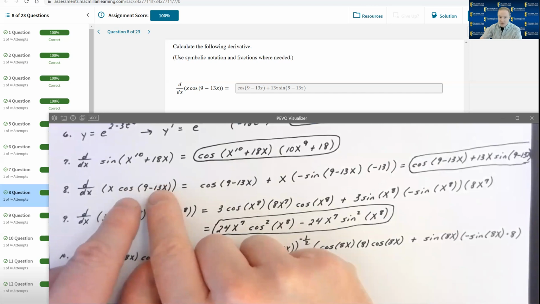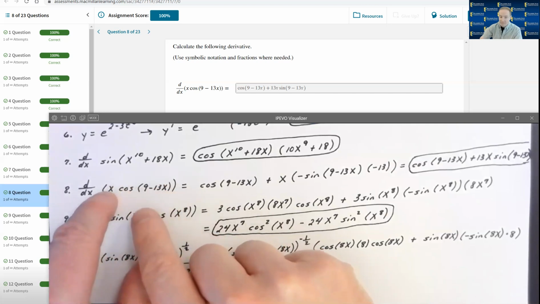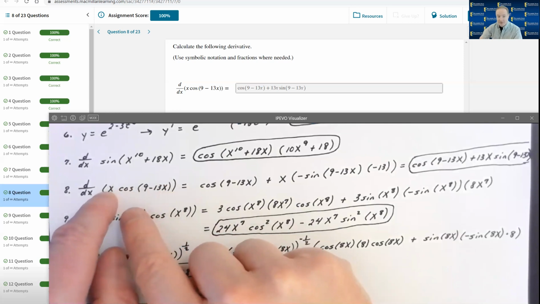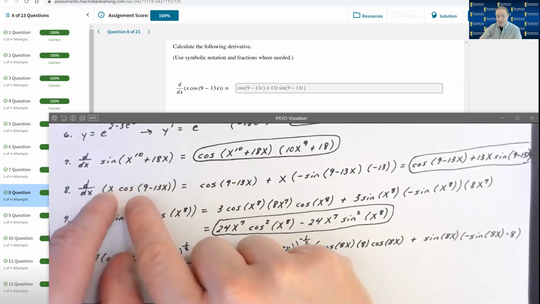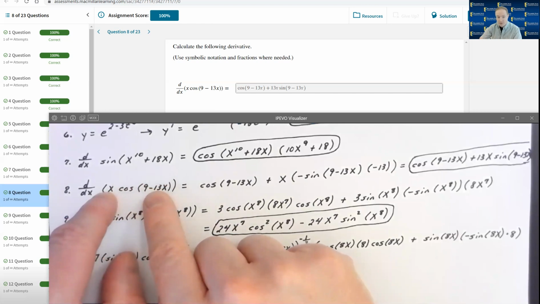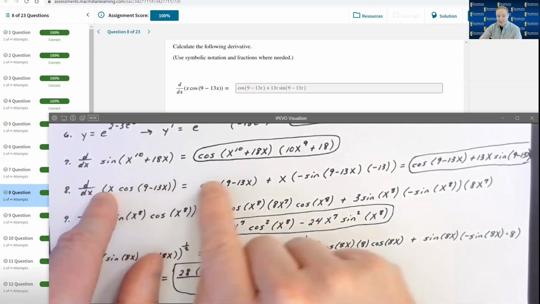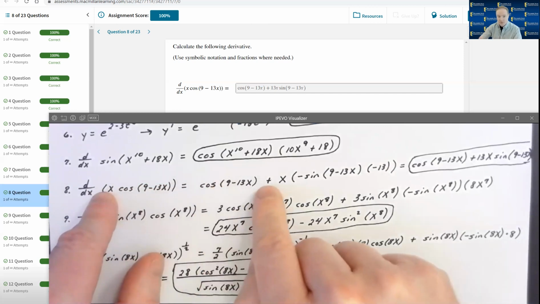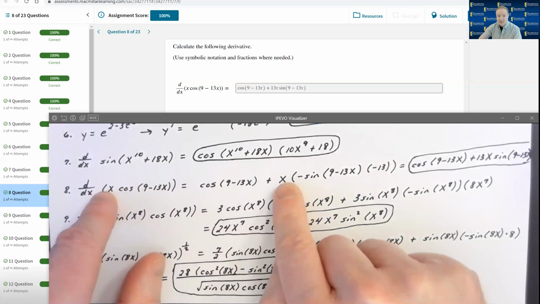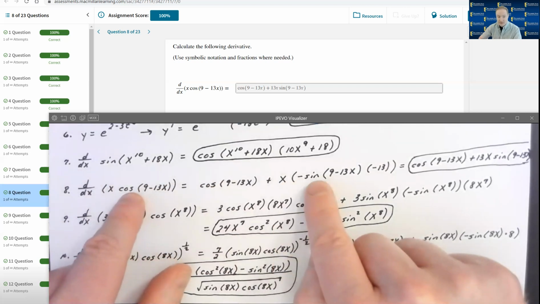Yes, I have a function as the angle of my cosine function, but I also have that multiplied by a function of x. This is going to require the product rule and then the chain rule within the product rule. So I say, okay, derivative of the first, 1, times the second, plus the first, x, times the derivative of the second. Well, derivative of cosine is negative sine.